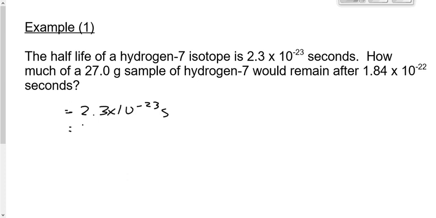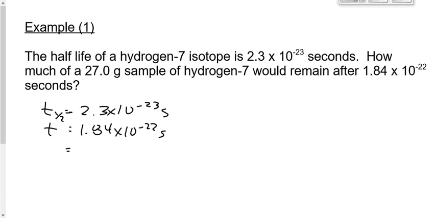We got two numbers here in seconds, 1.84 times 10 to the negative 22 seconds, and 2.3 times 10 to the negative 23 seconds. So those both represent times. One of them is t, and one of them is t1/2. Which one's the half-life, t1/2? 2.3 or 1.84? Yeah, it's 2.3. The half-life of hydrogen-7 is 2.3. That's how much time it takes for half of the sample to decay. Why? Because each of these nuclei has a 50% chance of decaying, which means on average, half of them will decay after that amount of time.